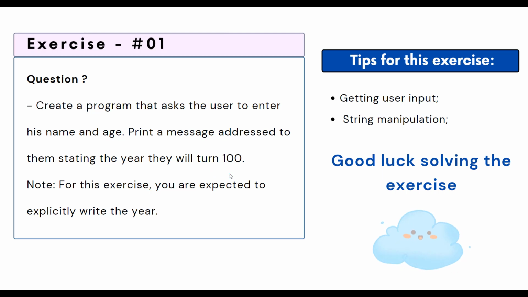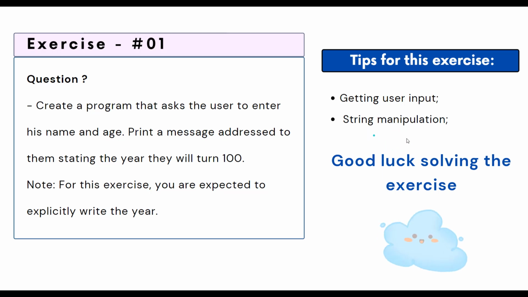So you just have to work on the logic of the year that they will turn 100 once you have their age, okay? And one more important thing is, for this exercise you're expected to explicitly write the year on your own. So you have to write the logic for this. Here I'm going to share some tips with this exercise so that you can get motivated to work on the logic once you understand how to get user input and how to work on string manipulation, okay?